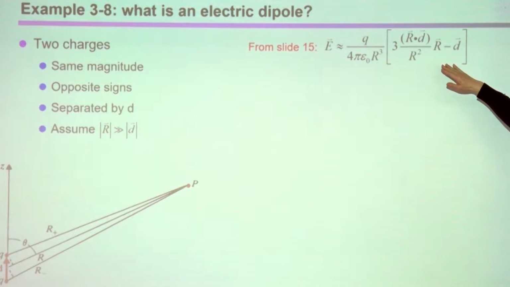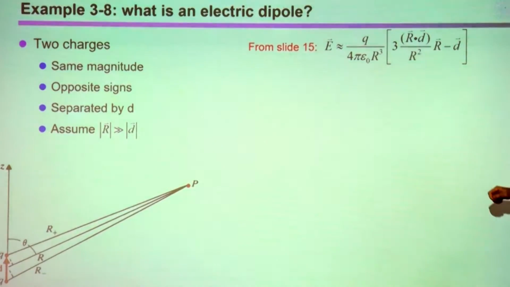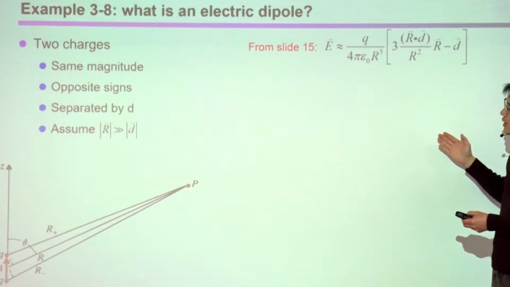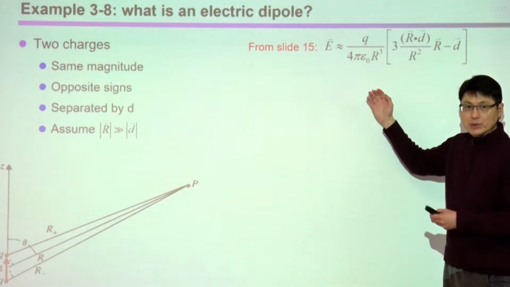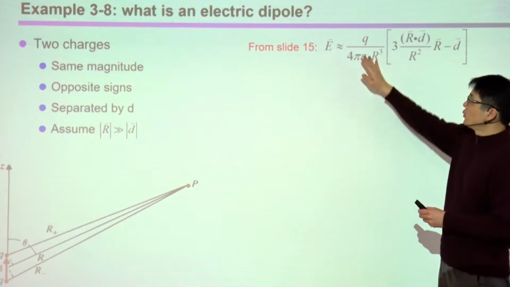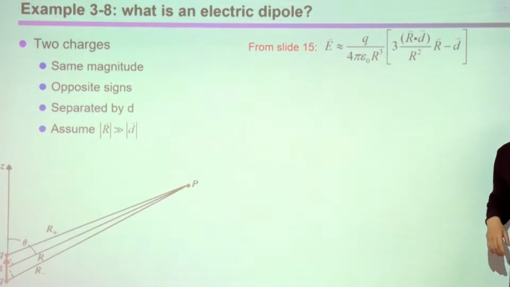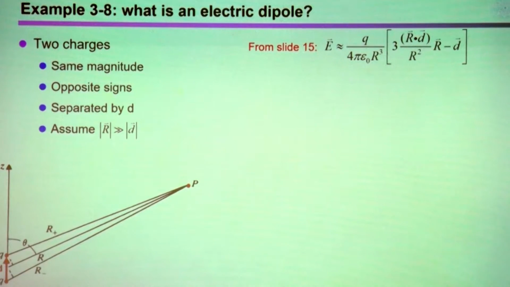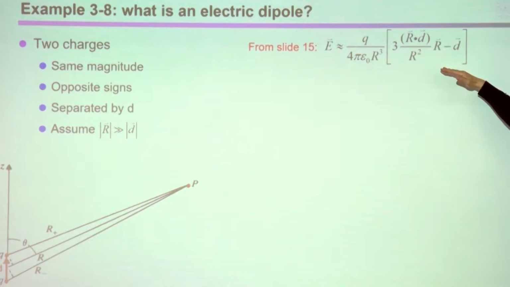This is the result that we derived on your slide number 15. Somehow using Coulomb's law and using approximation, where your observation point is very far away from the dipole, we have this result. So my main purpose now is to calculate the electric potential of the dipole, take its gradient, and show you can arrive at the same result.